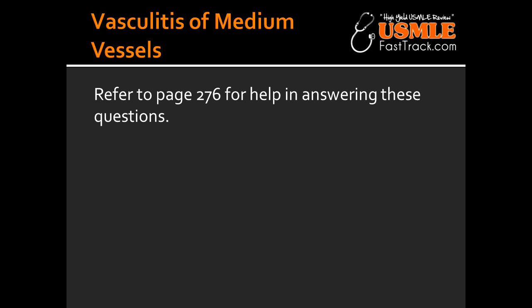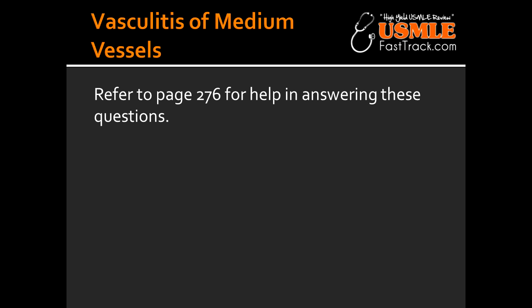Vasculitis of medium-sized vessels. Name the 3 vasculitis that affect medium-sized vessels. The 3 vasculitis include polyarteritis nodosa, Kawasaki's disease, as well as Buerger's disease, also known as thromboangiitis obliterans. What group of patients are commonly affected with polyarteritis nodosa? The group of patients most commonly affected are young adults, as well as hepatitis B seropositivity happens to be in about 30% of the patients.